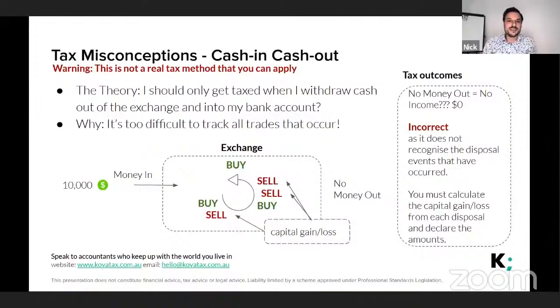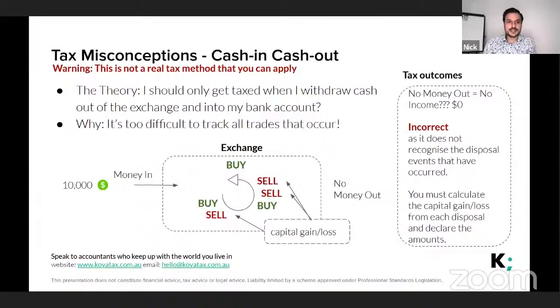So the theory of the cash in, cash out, as we understand, is I should only get taxed when I pull my profits off the exchange. I put some money in, I did all these trades over a period of time, and then I cashed it out. And whatever the difference is, maybe I should pay tax on that. Let's see the practical example.